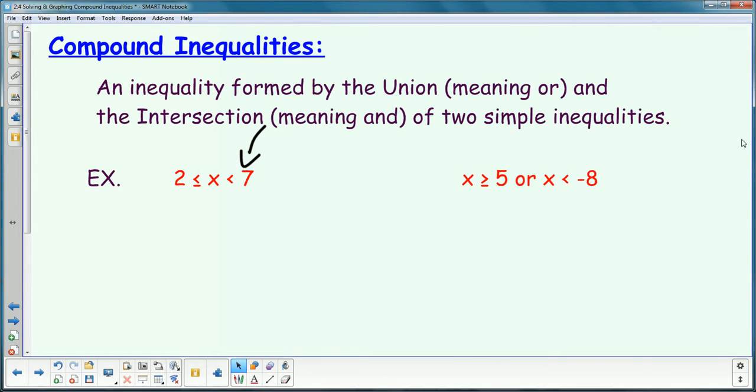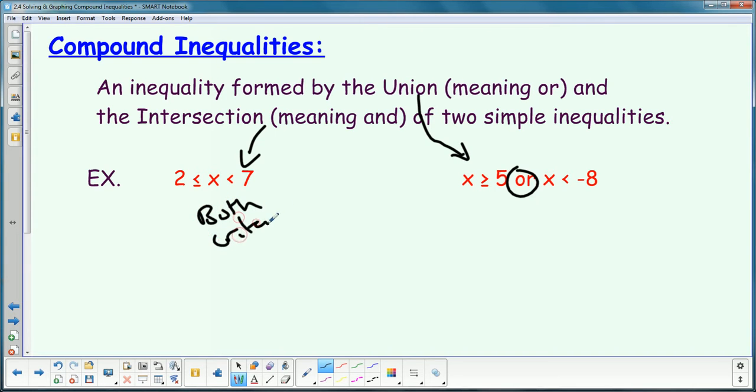The other option is our or statement, and we will read this one. So again, this is a union or an or statement, and we see the word or here. x is greater than or equal to 5, or x is less than -8. So here we're kind of satisfying one or the other criteria. Here we need to satisfy both criteria at the same time.